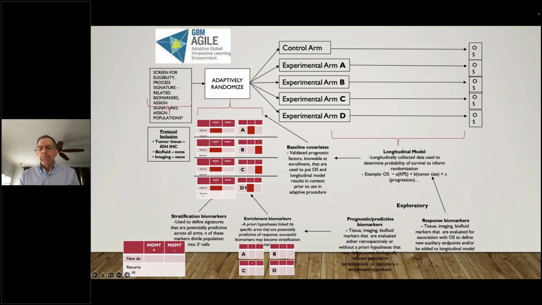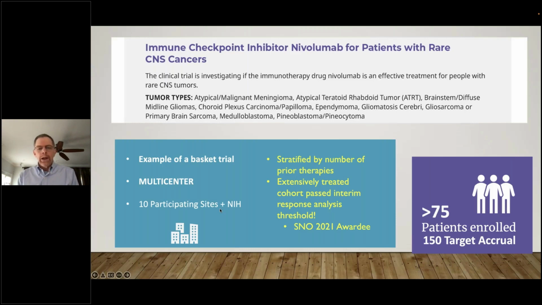And then the other big study in neuro-oncology is GBM Agile, which has multiple components using biomarkers and adaptive design in both newly diagnosed as well as recurrent glioblastoma. And finally, in the CNS space, our program at the NIH for rare cancers called NCI Connect. And here we have a basket design for 11 different rare cancers listed there, and they get the checkpoint inhibitor nivolumab. We actually have made this a multi-center study across the United States, 10 additional centers.